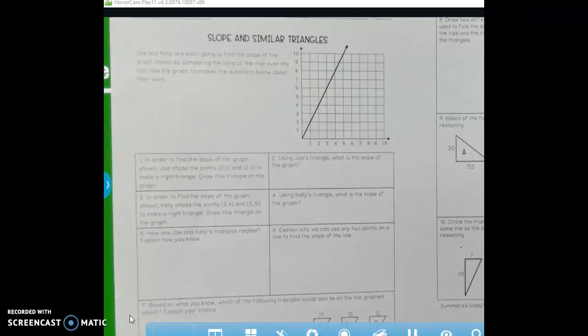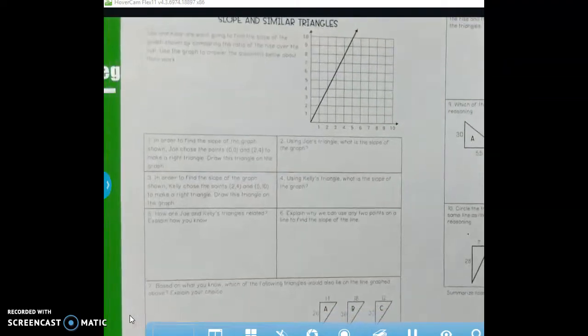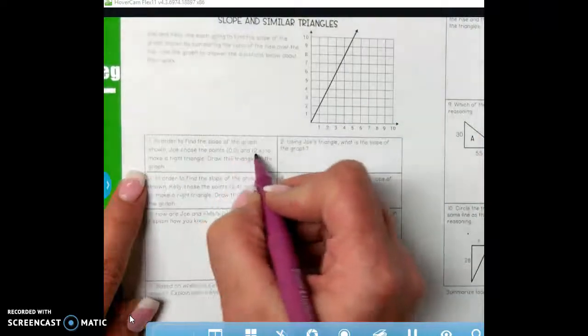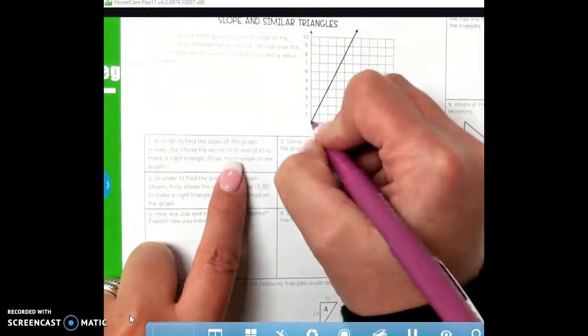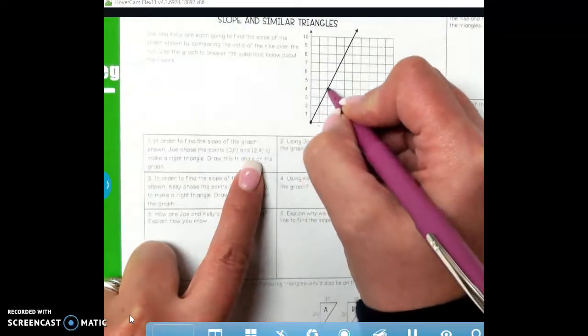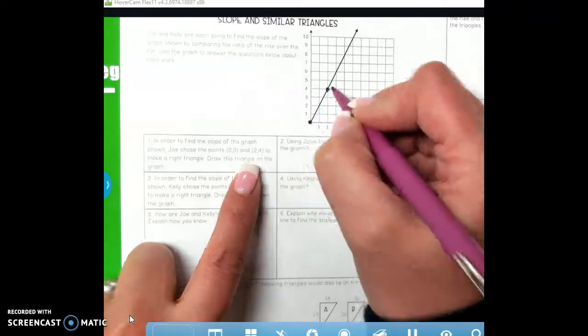So what is this concept all about? Let's do some investigation. We have Joe and Kelly each going to find the slope of the graph shown by comparing the ratio of rise over run. Both students are doing their own thing and they're trying to see if they come up with the same answer. Joe is using 2 points on the graph: 0, 0, and then 2 and 4. These are the 2 points that he's using.